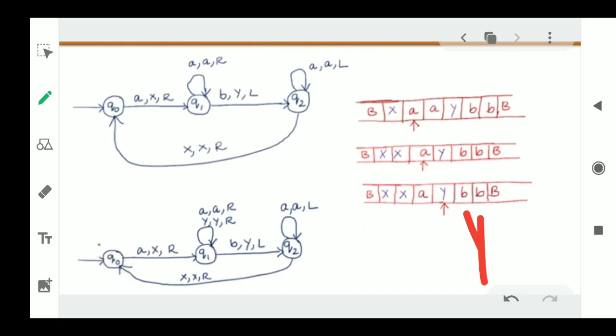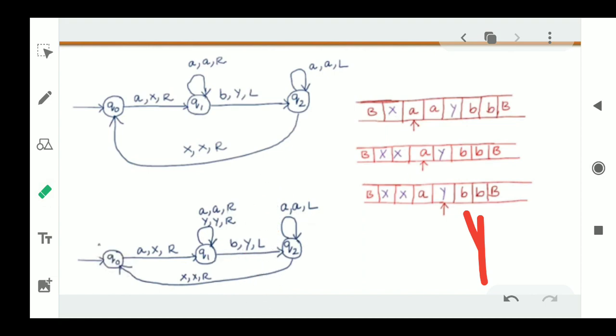Once it is replaced with capital Y, then see here. Once Y is found, you keep on moving. You simply leave that Y as capital Y only and move in the right direction. And if B is found, replace that B with capital Y. Now start moving in a left direction. See, everything is clearly mentioned here. We need to move in a left direction.